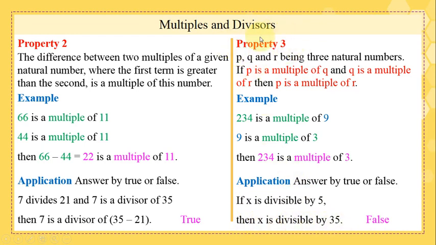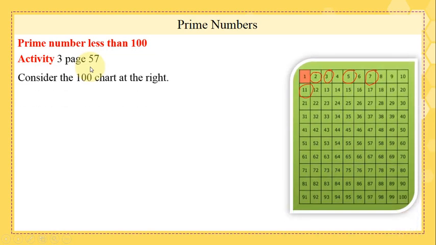By referring to property 3, this means that 5 is a multiple of 35, which is false, since 5 is a divisor of 35. Prime numbers. Prime numbers less than 100. You are going to solve activity 3, page 57.